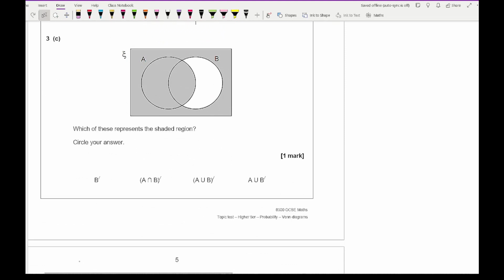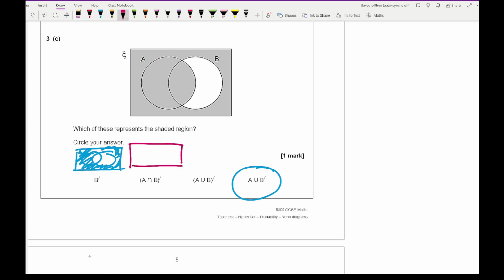Then it says for 3C, which of these represents the shaded region? Well, here I've shaded in A and not B, or A or not B rather. So that's going to be this region here. Now, one way to answer these questions is to think about what each of these represents. So if I wanted to represent not B, and this is B and this is A, then not B is all of this.